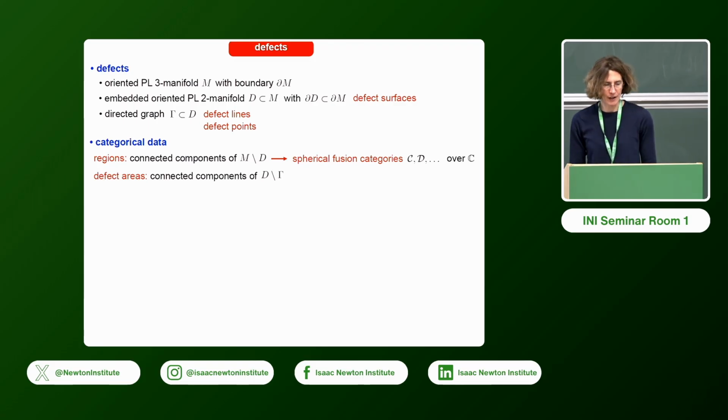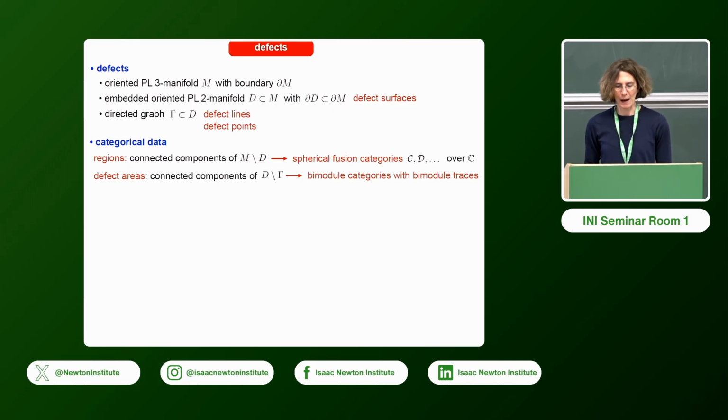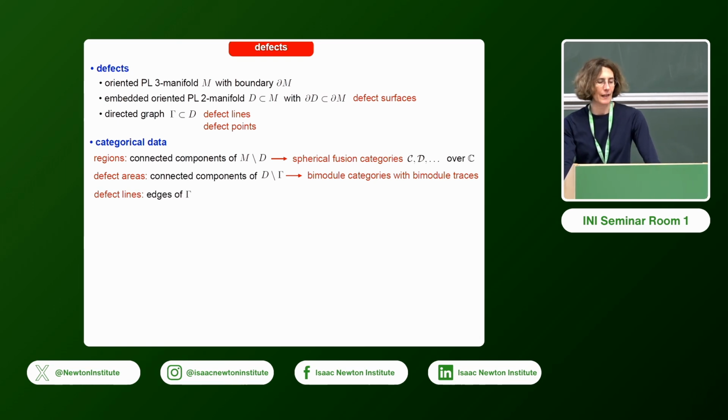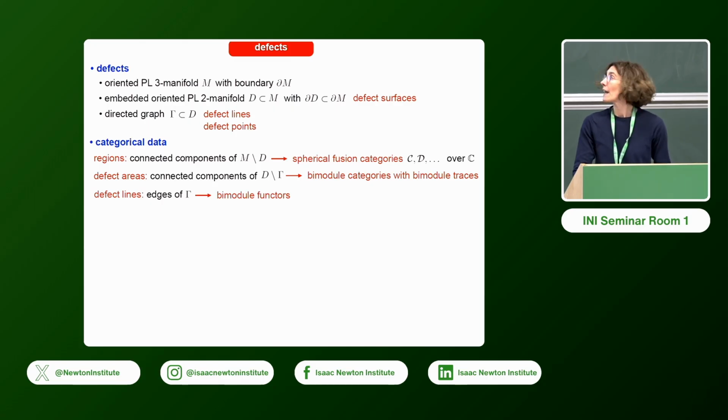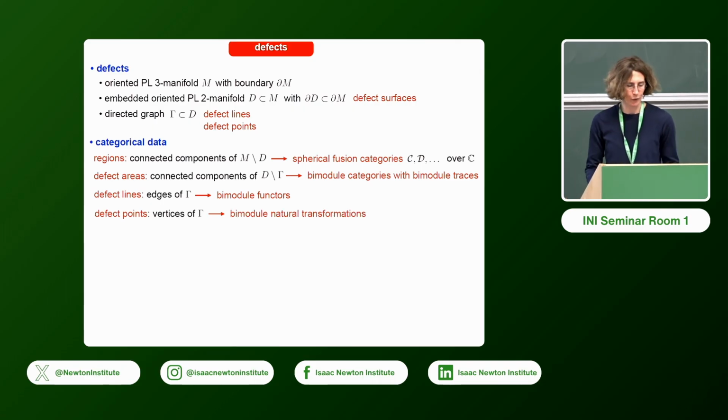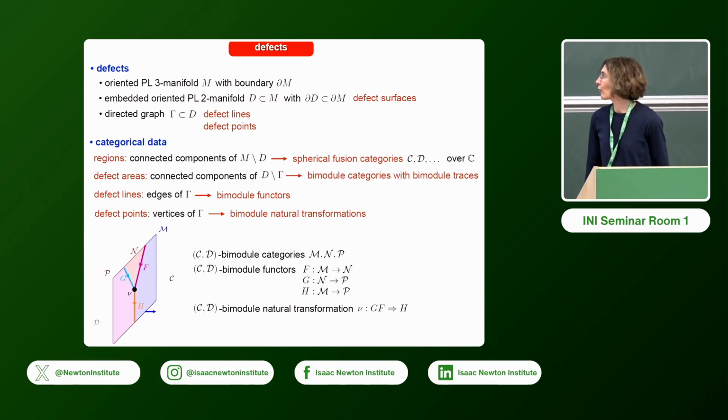And the defect areas, so the complement of the graph in the defect surface, we want to label with bimodule categories. Because everything is defined in terms of 6J symbols, which are in turn defined by a trace, we should require that the bimodule categories have a bimodule trace. I'll explain this later. And the defect lines, the edges of this defect graph, should be labeled with bimodule functors, and the defect points, which are the vertices of the defect graph, should be labeled by bimodule natural transformations.